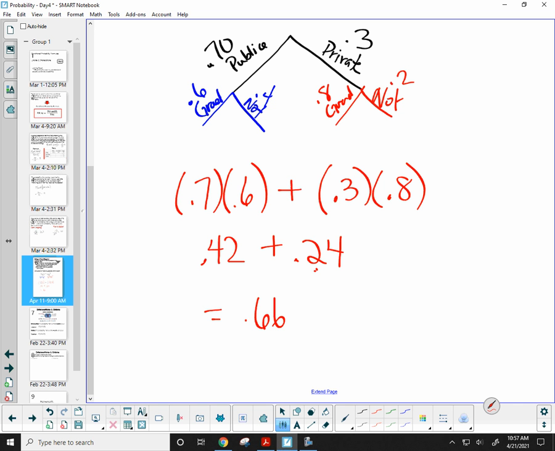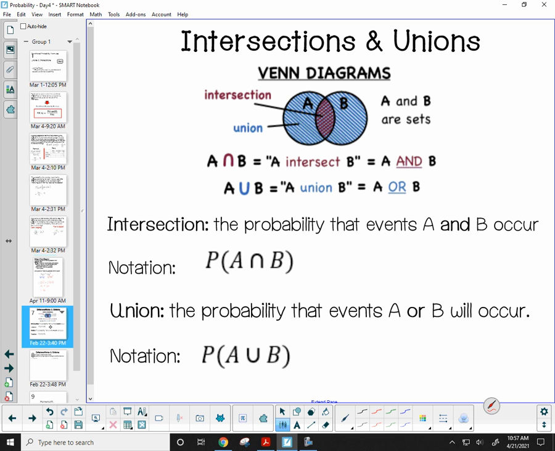All right. Last idea then is just referring to symbols. So this upside down U here is called an intersection. This says A intersect B. This is an and problem, meaning we're going to multiply. It really just means the probability of A and the probability of B.